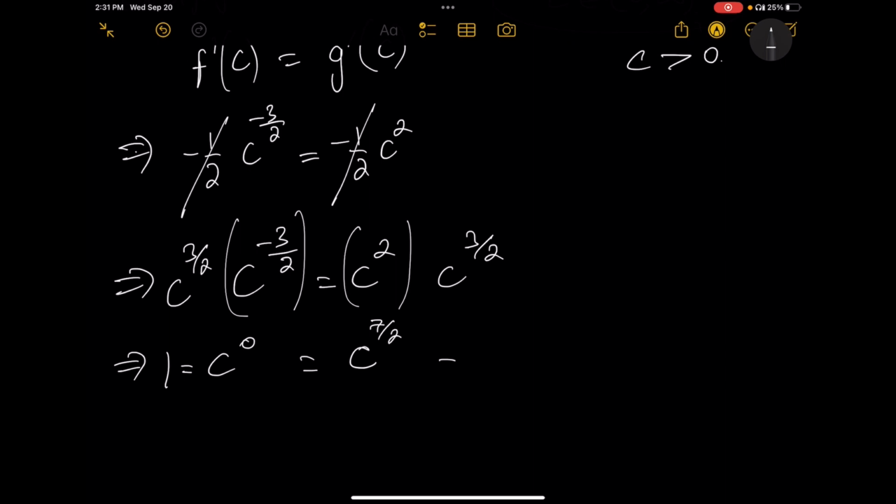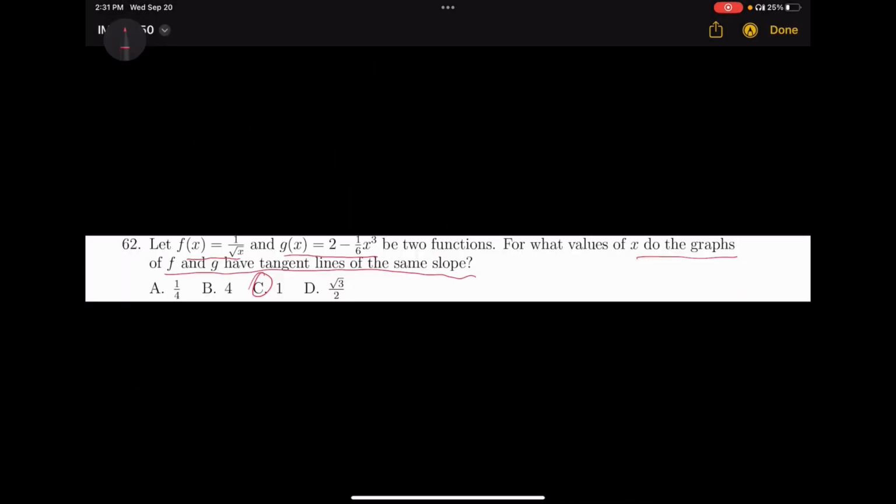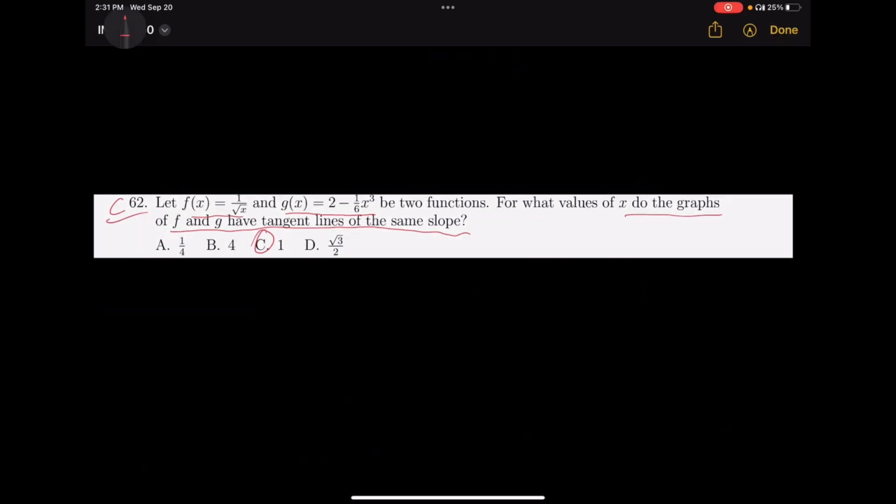So we can write this as c to the power of 7, the whole to the power of 1 over 2. We can square both sides. Since c is positive, there is no problem. Therefore, we get 1 equal to c to the power of 7. This means c is equal to 1. This is the only real solution for this 7th degree polynomial. So for question number 62, the answer is C.